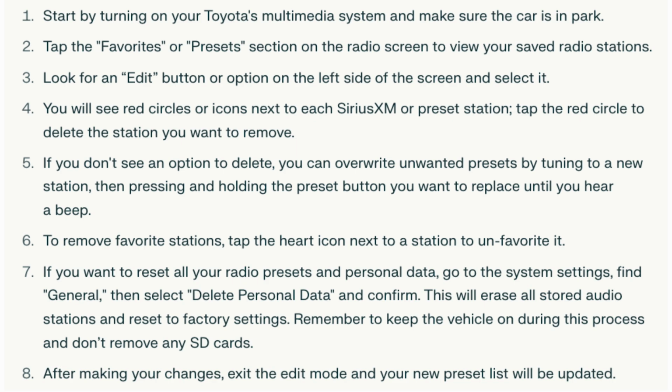Look for an edit button or option on the left side of the screen and select it. You will see red circles or icons next to each Sirius XM or preset station. Tap the red circle to delete the station you want to remove.